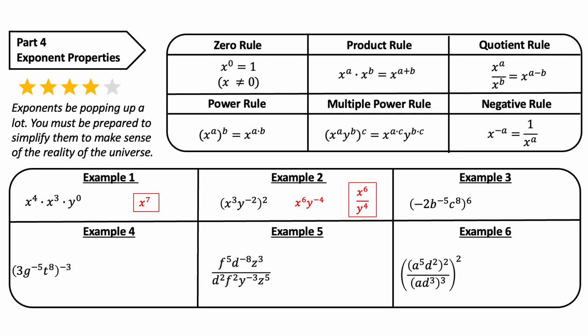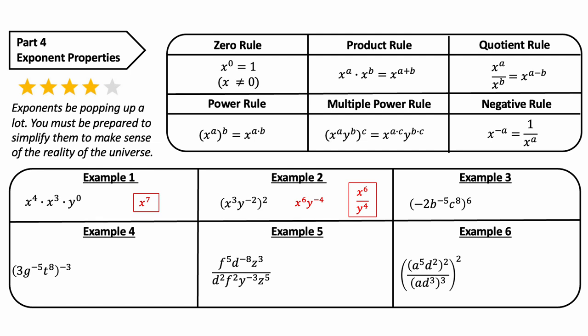Now in example 3, we also can follow the power rule that 6 on the outside gets multiplied to everything on the inside. Both the c to the 8 is going to get multiplied by 6, the b to the negative 5 is going to get multiplied by 6, and what's often forgotten is the 2 out in front that doesn't have an exponent is also going to get raised to the 6th power. Now, if we don't have an exponent, like on the negative 2, really, we're raising that negative 2 to the 1st power, because anything raised to the 1st power is just itself.